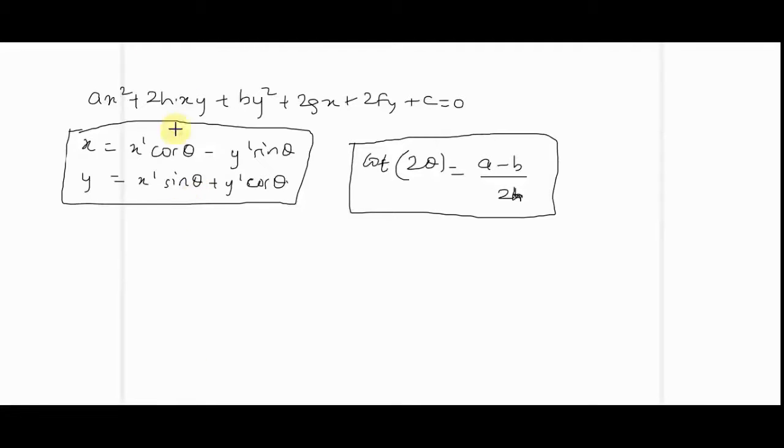Okay, while doing a question on conic sections with the xy term, that means on a rotated axis, I've used these two results without any proof, so I thought I'll prove that in this one.